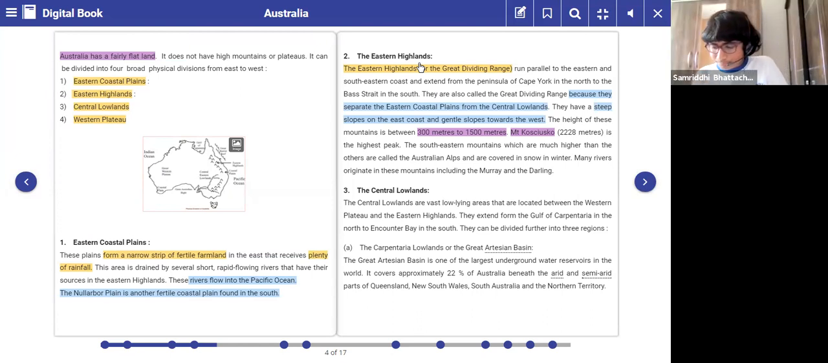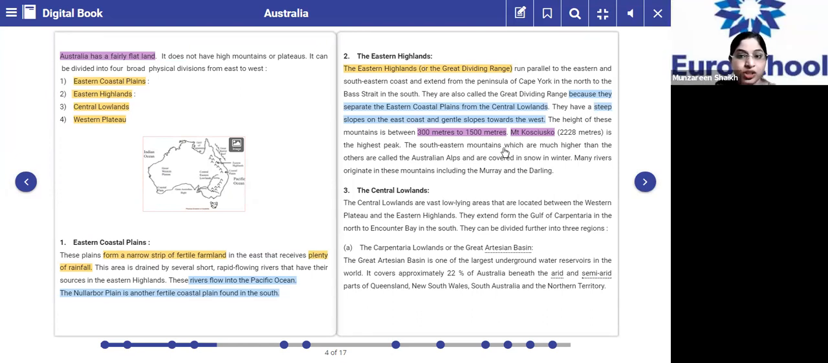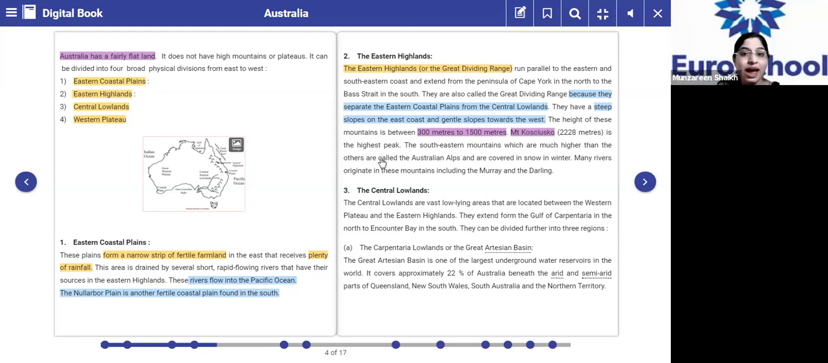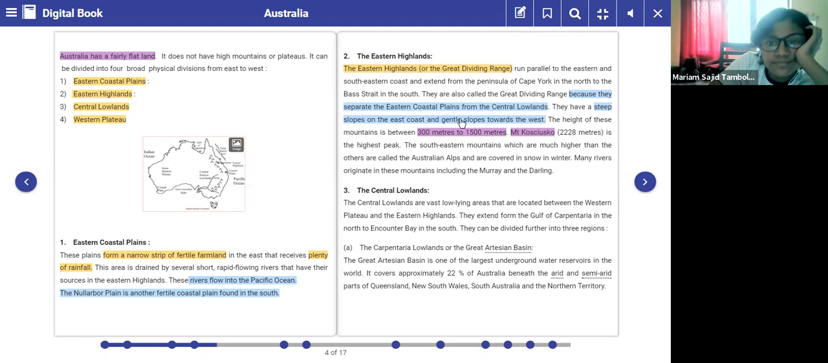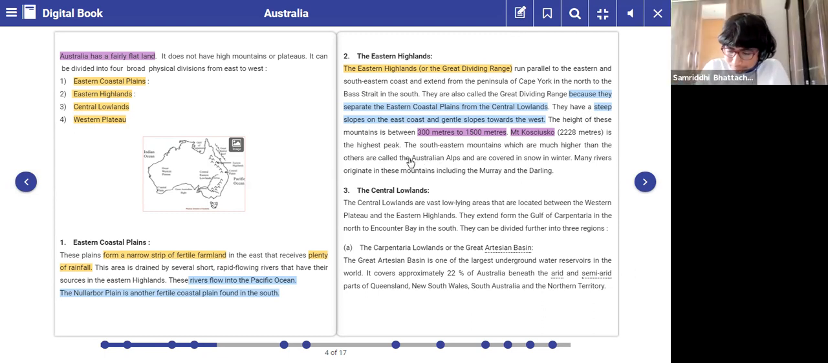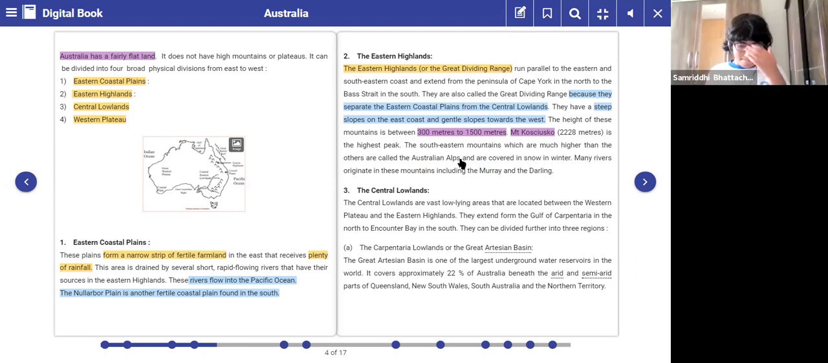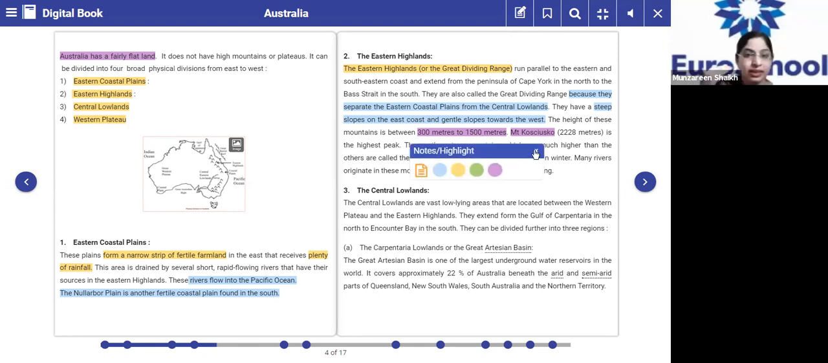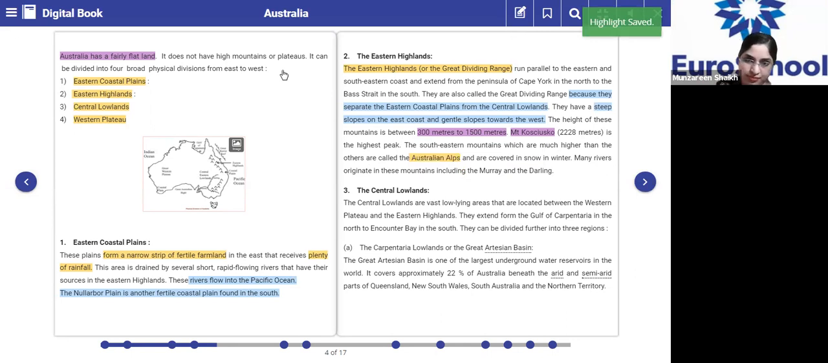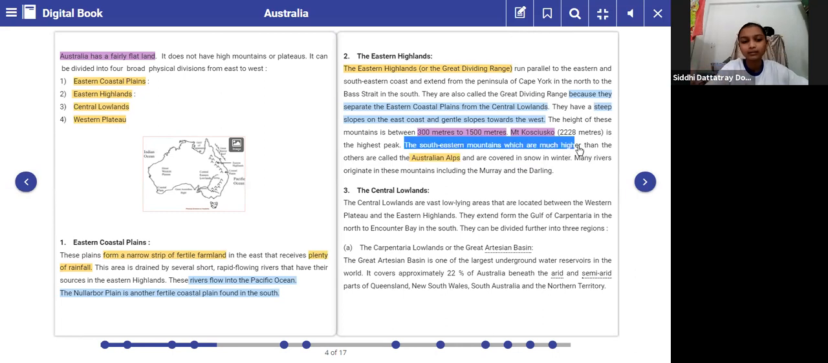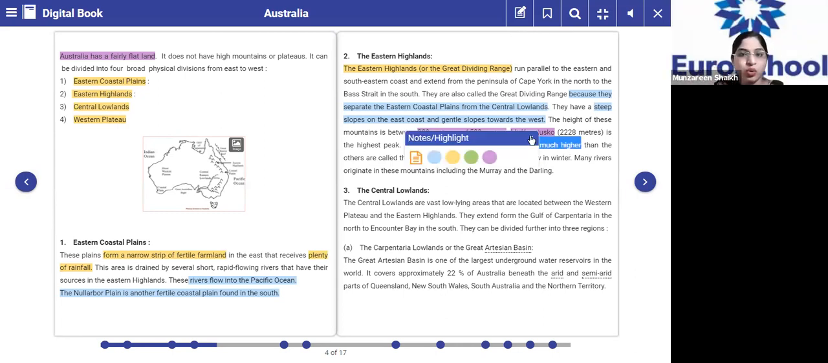Now, the southeastern mountains, which are much higher than the others, are called dash. They are called the Australian Alps. Just underline the keyword Australian Alps. So you know what the southeastern mountains that are much higher than others are called: the Australian Alps. And these Australian Alps are usually covered with snow during the winter.